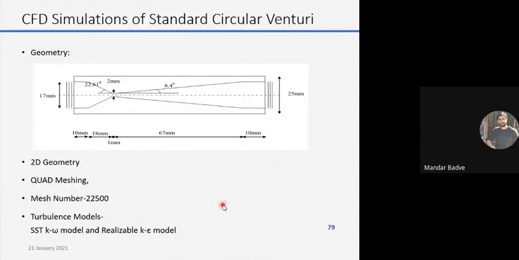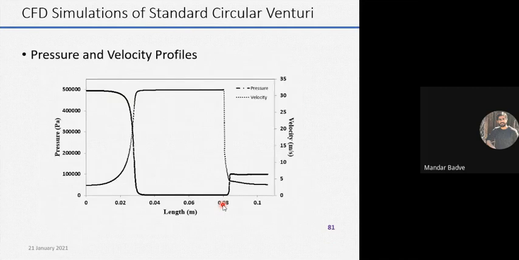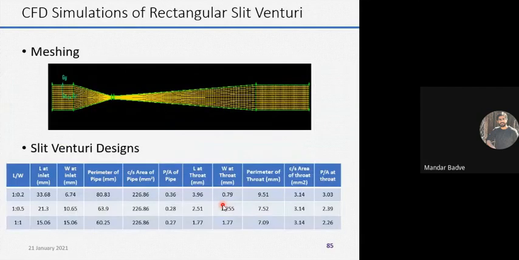We basically compared the CFD simulations of the circular geometry and the slit geometry, right? If you remember from the first case study, circular is the one which has a circular cross section, and the second one is rectangular, which has a rectangular cross section. So we just compared the CFD simulations of two different geometries, and I'll just come to the end.